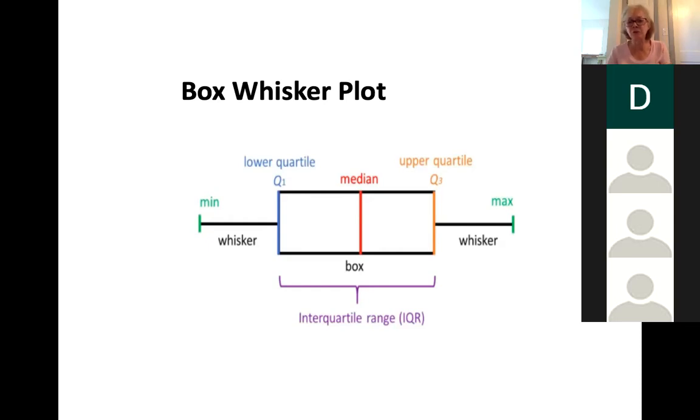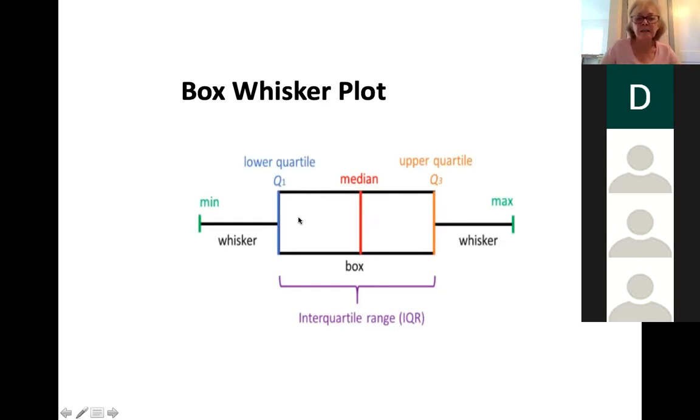Long story short, what's a box whisker plot? It shows you the middle 50% of the data, bounded by these lines on the edge. The 25th percentile, Q1, the 75th percentile, Q3, and in the middle is the median, the 50th percentile.